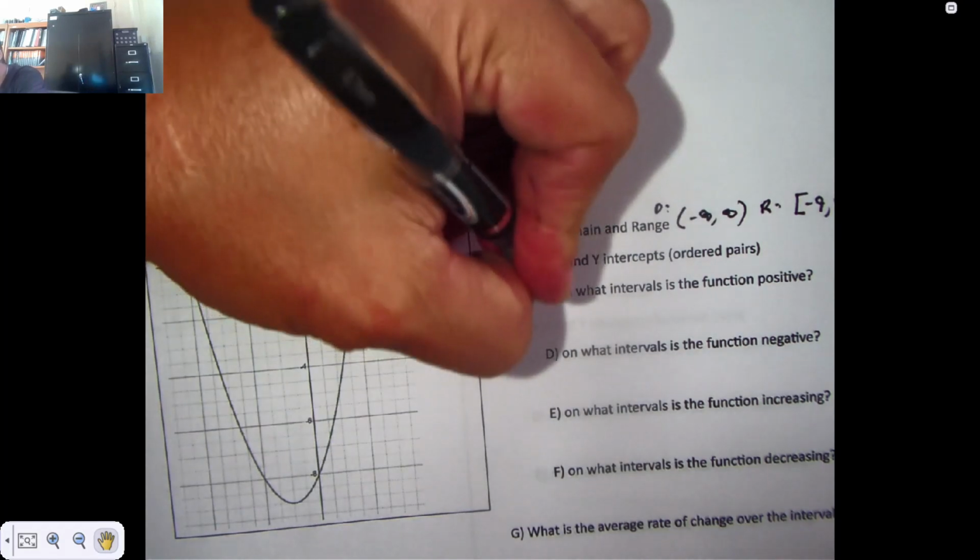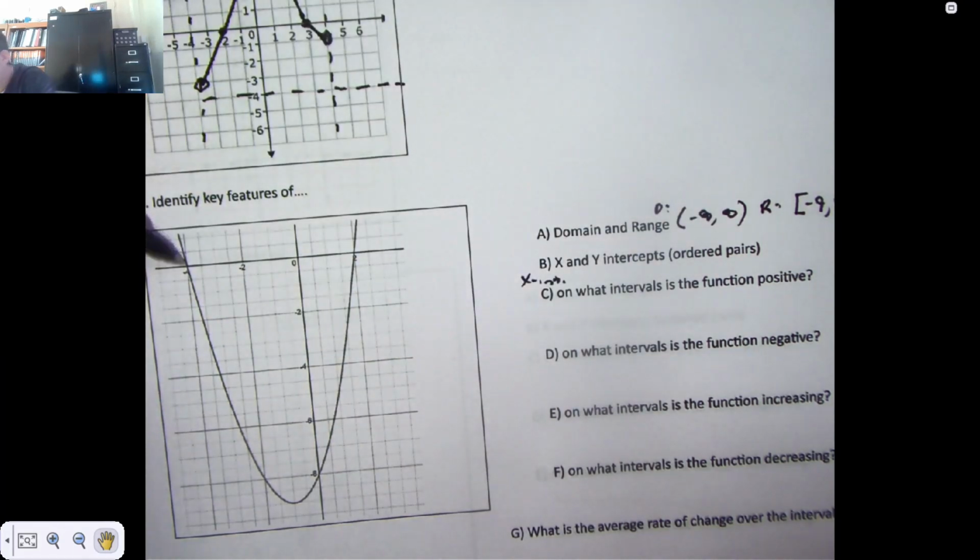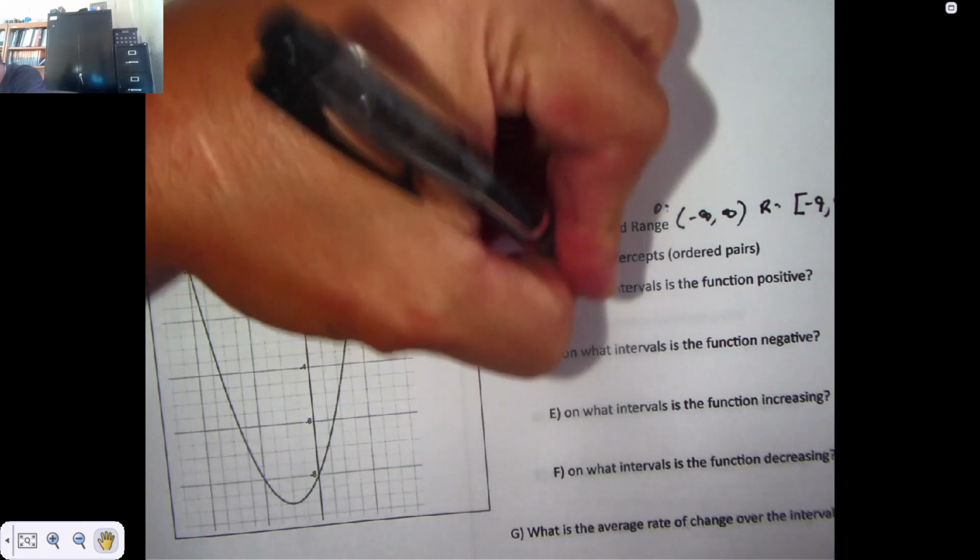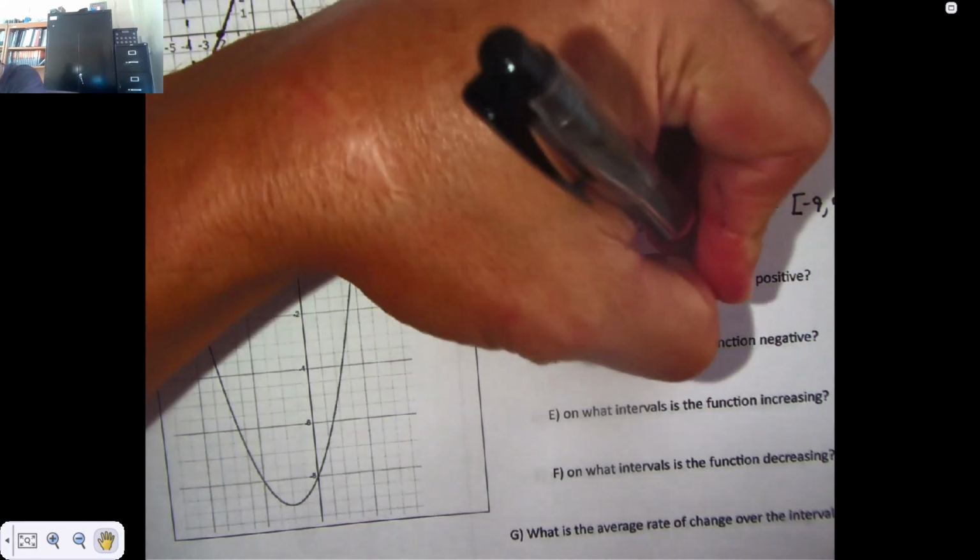The x and y intercepts, ordered pairs. Let's talk about the x-intercepts first. We've got one back here at (-4, 0). And we have one at (2, 0). Our y-intercept, there's one of them. It's down here at (0, -8).